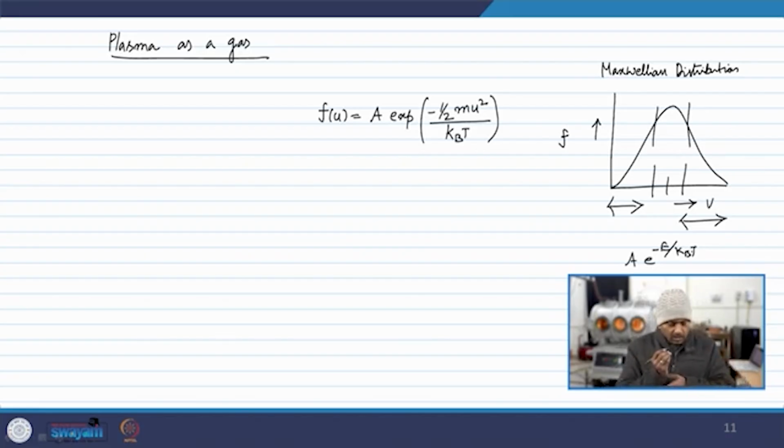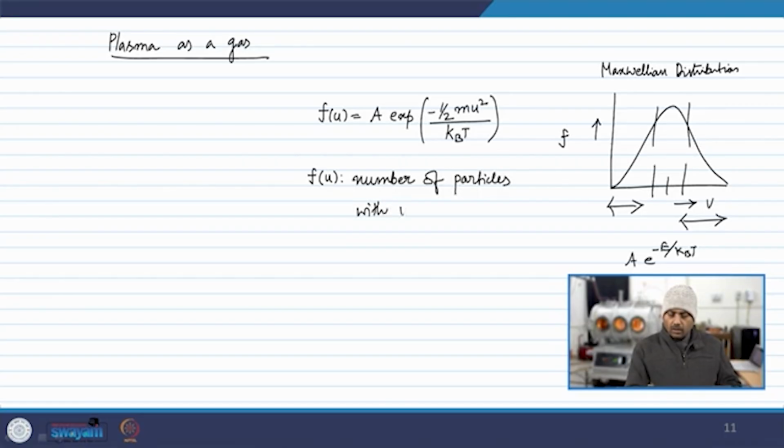So, where kB is the Boltzmann's constant and f of u, the function, is the number of particles per unit volume with a velocity between u and u plus du. So, what is f of u? f of u is the number of particles with velocity between u and u plus du, right. Where what is u? u is, by the way, velocity in one dimension.